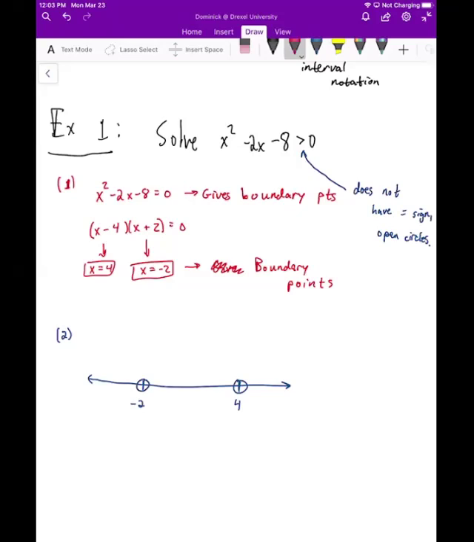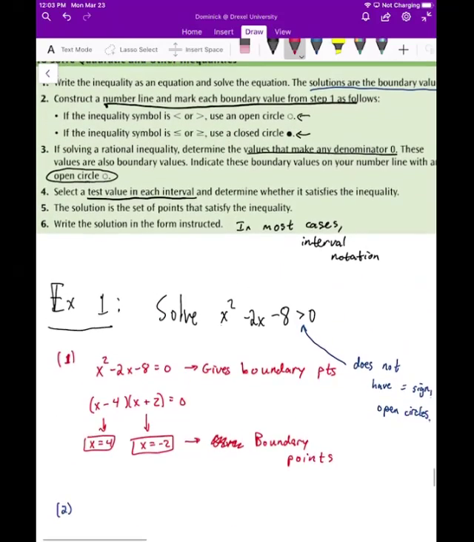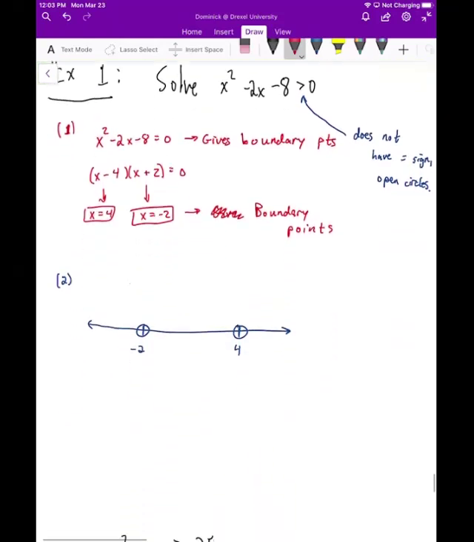Okay, now our third step, I think I'm keeping the steps all lined up here. Third step is for a rational inequality. In this case, we don't need the third step because we have just a simple quadratic inequality. So now the fourth step is to pick a test value in each section of our number line. For example, I could test -3, since that's less than -2. In this center region, I could test 0. And in the upper region, we can use 5.